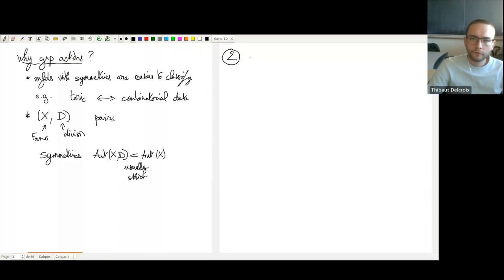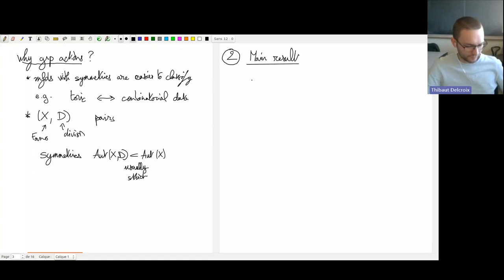So I will now state the main results, which will be anyways not so precise. It's a classification result with many cases, so I cannot give the list. I will give insight about this, but before that, I must define the objects of interest.